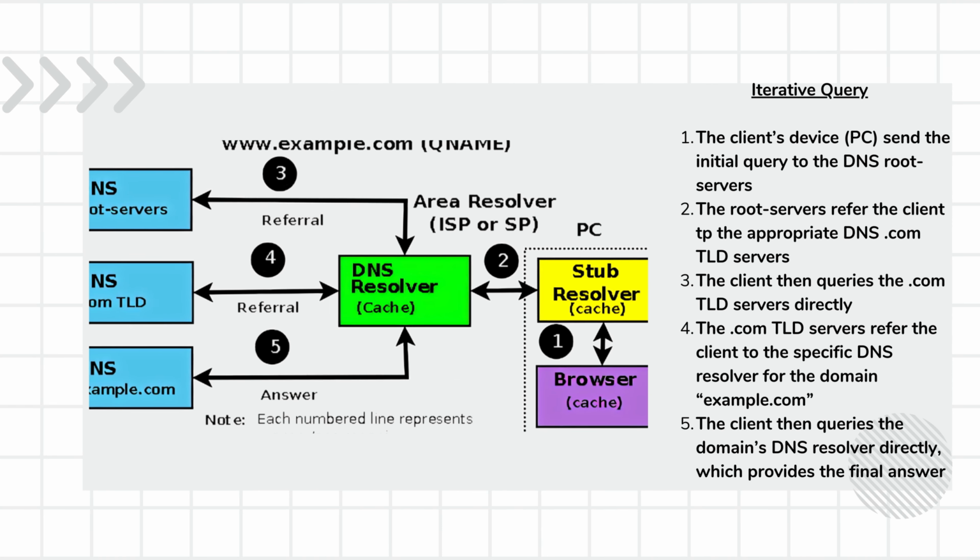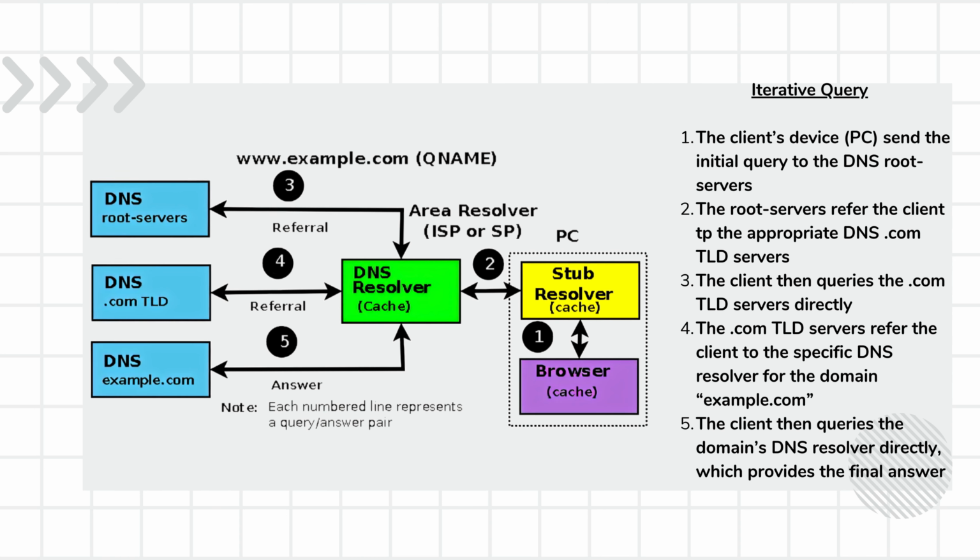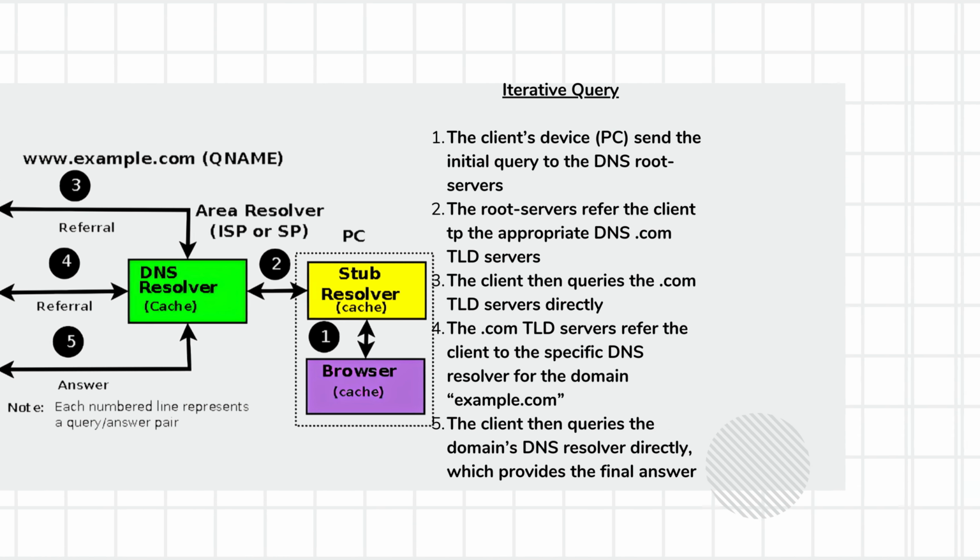In an iterative DNS query, the process works a bit differently. First, the client's device, PC, sends the initial DNS query to the root server. Second, instead of performing the full lookup, the root servers refer the client to the appropriate .com TLD, top-level domain, servers. Third, the client's device then queries the .com TLD servers directly. Fourth, the .com TLD servers then refer the client to the specific DNS resolver for the domain example.com. Finally, the client's device queries the domain's DNS resolver directly and receives the final answer.